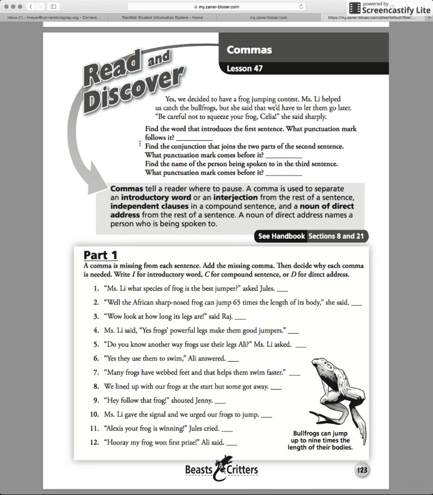So the first question asks you to find the word that introduces the first sentence. What punctuation mark follows it? So what word is introducing the very first sentence? If you said yes, you are correct.